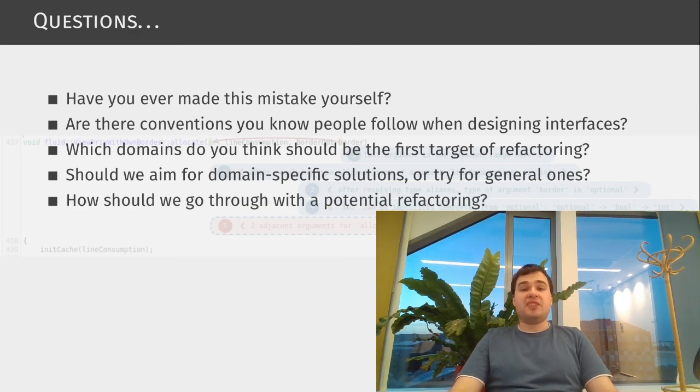And my last question is, what do you think? How much hand-holding of the user is appropriate when doing a refactoring?